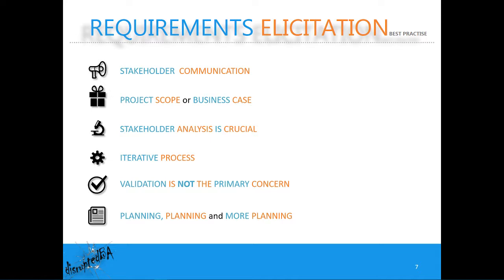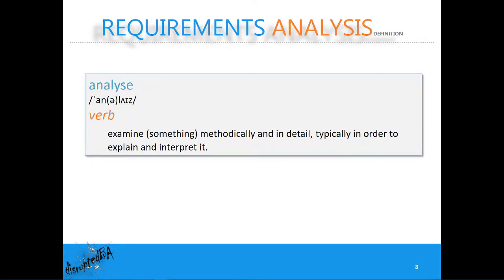So let's move on to the next phase, which is the analysis phase. Now, analyze is described as examining something methodically and in a detailed way, typically in order to explain or interpret it. So this is what we're going to be doing in this phase: we're going to be taking all the information that we've gathered during our elicitation phase, and we're going to examine it in detail so that we can get to a point where we can explain it properly and interpret it properly.